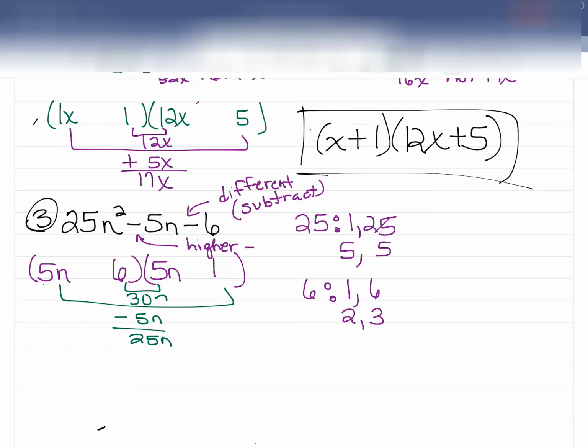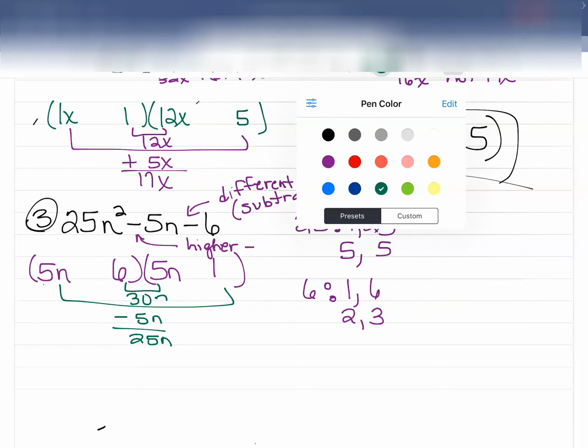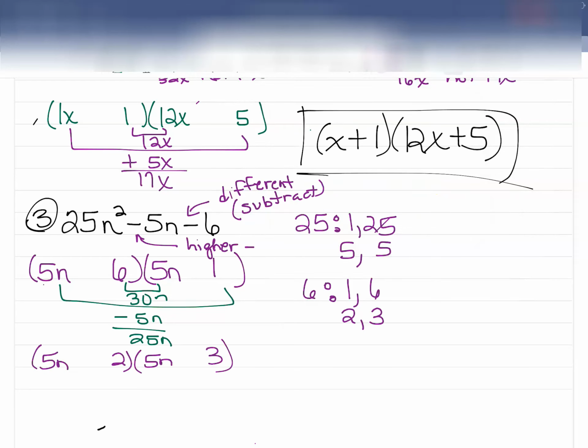So now I need to try it with the 2 and the 3. I'll need to flip the order of the 6 and the 1 because the two fronts are the same number. So now if I check those middle pieces, the 2 times 5 gives me the 10n. 5n times 3 gives me a 15n. If I subtract the 15 and a 10, I'm going to get a 5. That's the one I want.